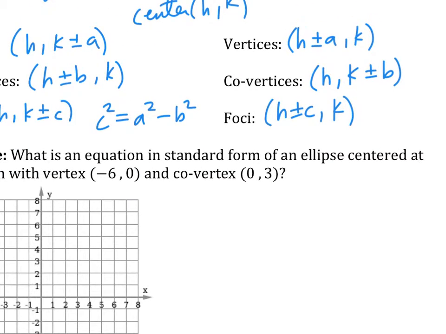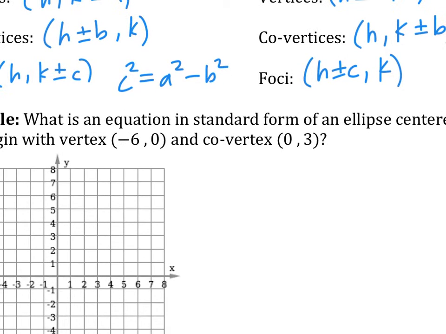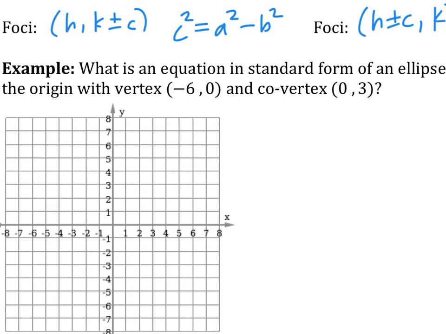Okay. What is an equation in standard form of an ellipse center at the origin with vertex -6, 0 and covertex 0, 3? No matter what happens, draw a picture. The center is at the origin. Vertex is -6, 0. Just label V. Covertex is 0, 3. So how do you think this ellipse is going to look like? Which part is longer, the x direction or the y direction? X, right? So then it's going to just look like this because it's symmetric.